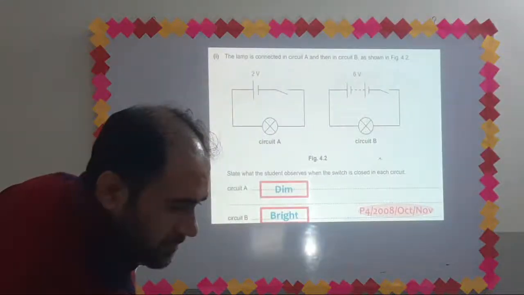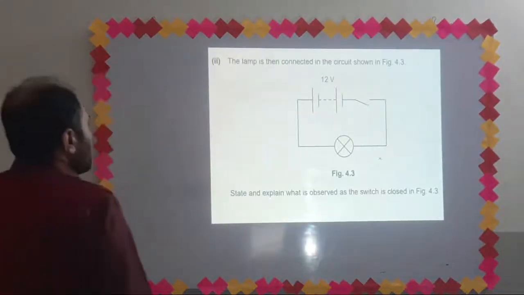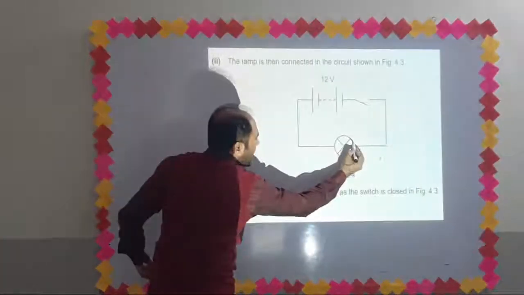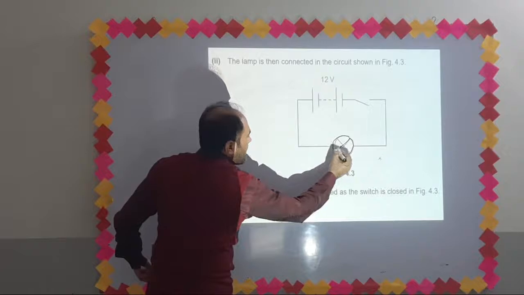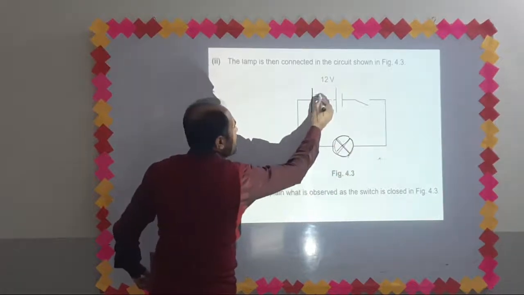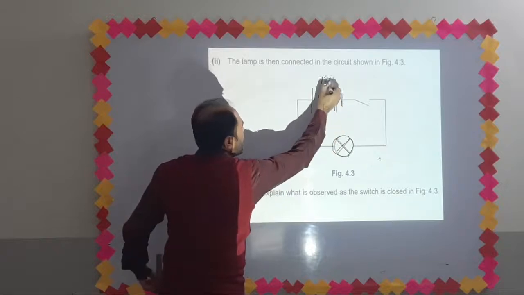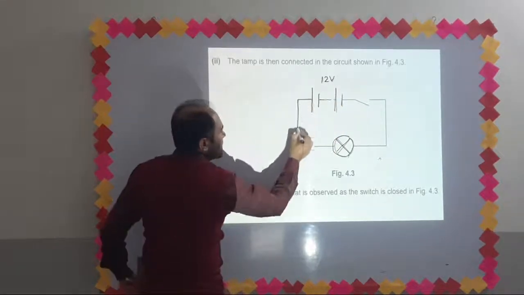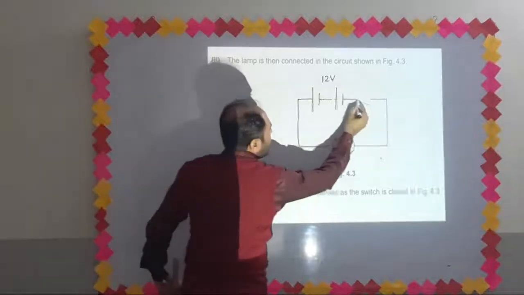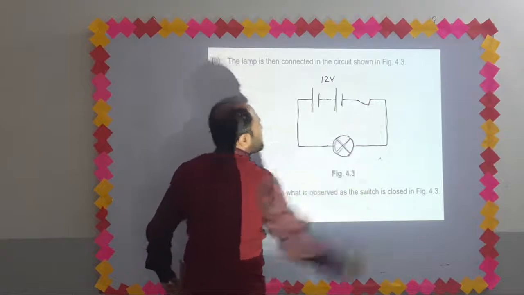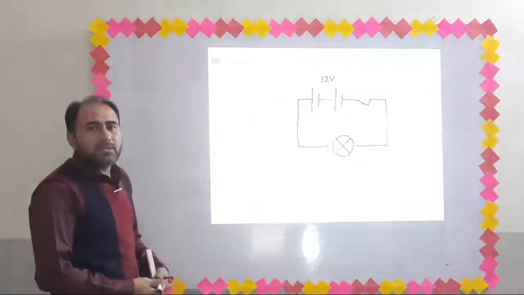So the next question is, have a look. This was the bulb in the previous circuit diagram. Now this bulb has been connected with a 12-volt battery instead of a 6-volt battery. Now the battery's voltage has increased. Now the question is, what will happen if we close this switch? This is a question for you. Tell me the answer.